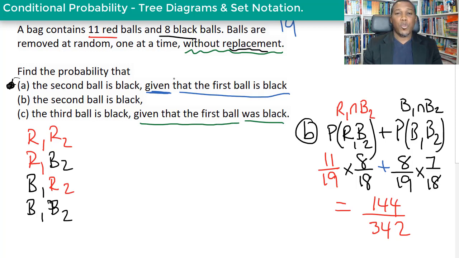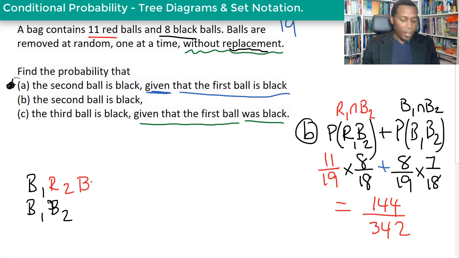First ball was black, so the first ball has to be black. What that means is that these branches, the listings with red first, they can go. We're not interested in either of those. We're interested in black first. Okay? And quickly you realize, well, there's two possible ways this could happen, that the third could be black.